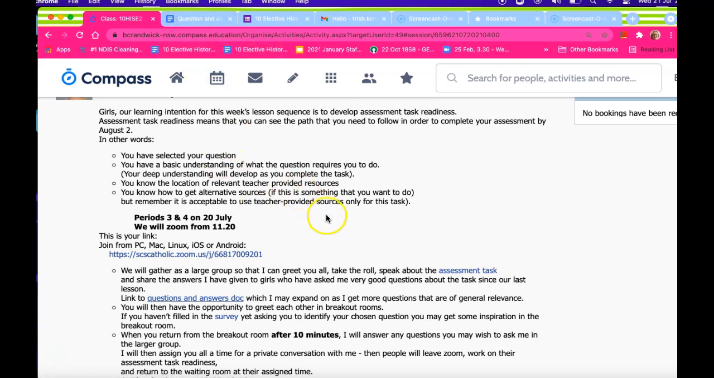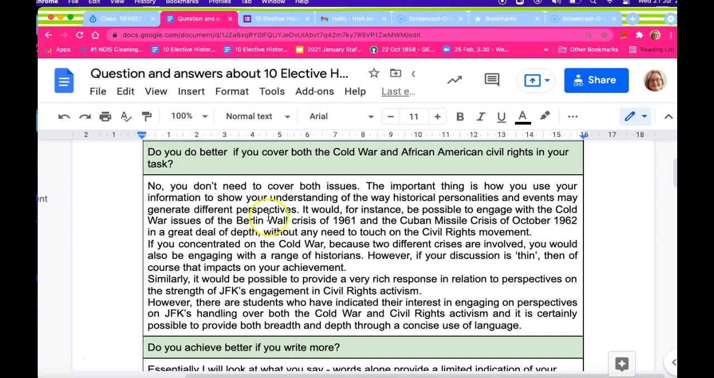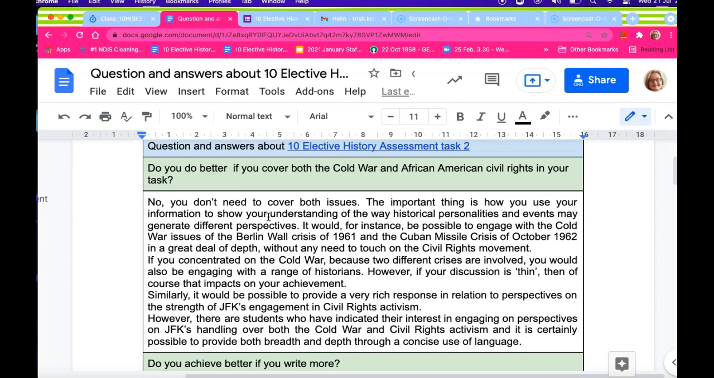Linked to this particular sheet or page, we've got questions and answers. So students have asked me questions and I have provided the answers here. There's also a survey form, and I note that you've filled that out, but you just need to give a little bit more information. Now, let's have a look here. This is the question and answers sheet.